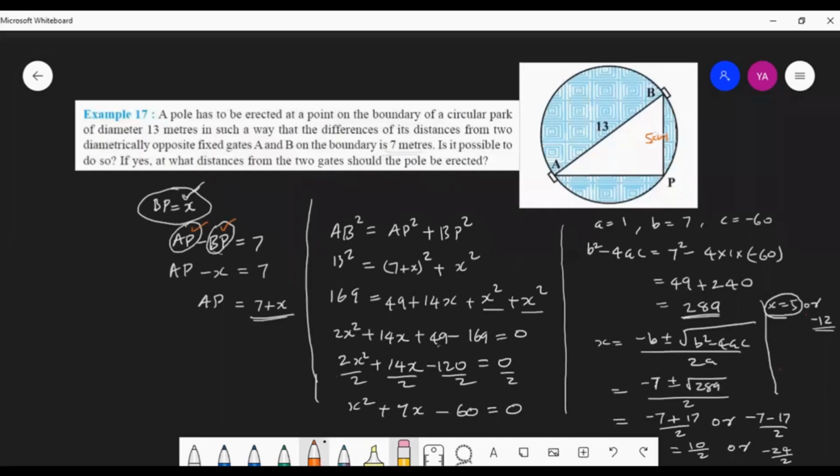Okay, so look here, the second one will be the relation AP is equal to 7 plus x. So what will be 7 plus x? x is 5, so what will come? AP will be 7 plus 5, that is 12. Here not centimeter, okay? Sir, meter. Yes, meter. So 12 meter and 5 meter, these are the lengths from the pole to the gates.